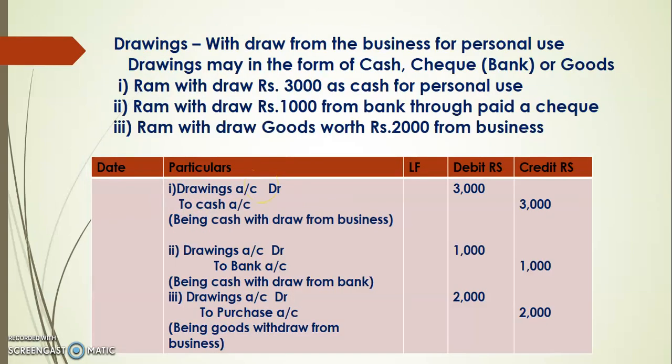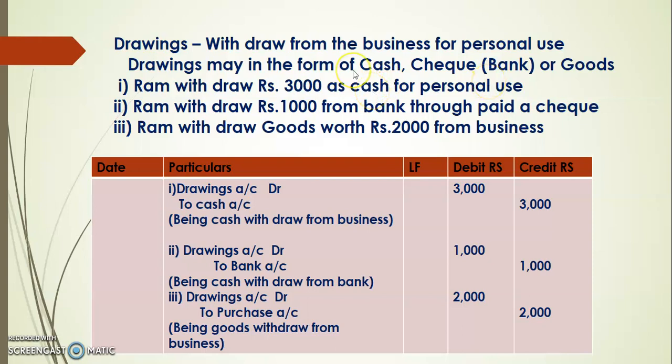And then the last one, drawings. Drawing is nothing but the owner withdrawing cash from the business for personal use. Sometimes they can withdraw cash. Sometimes they can draw a check to withdraw money from the bank. Sometimes they can draw in the form of goods also. So in three forms the owner may withdraw money from the business. Ram withdrew rupees 3000 as cash for personal use.